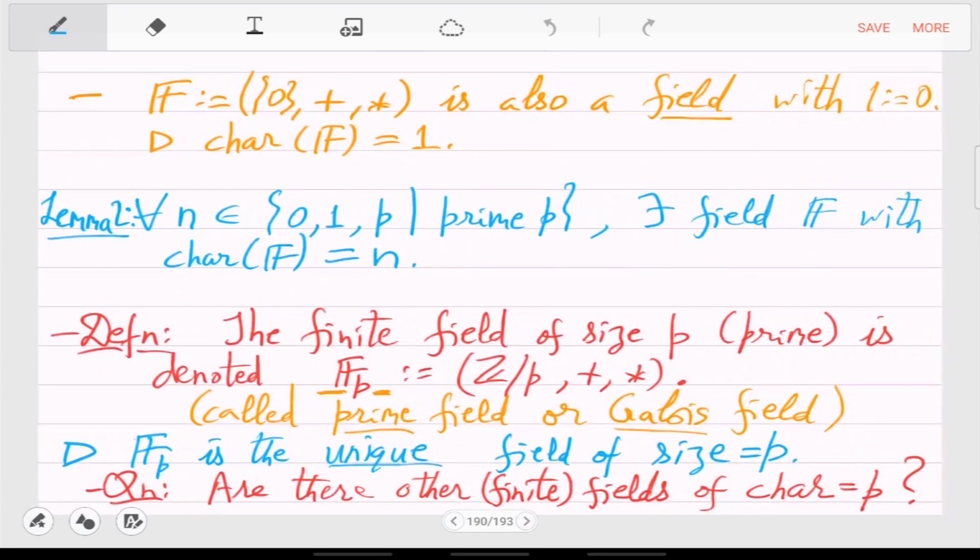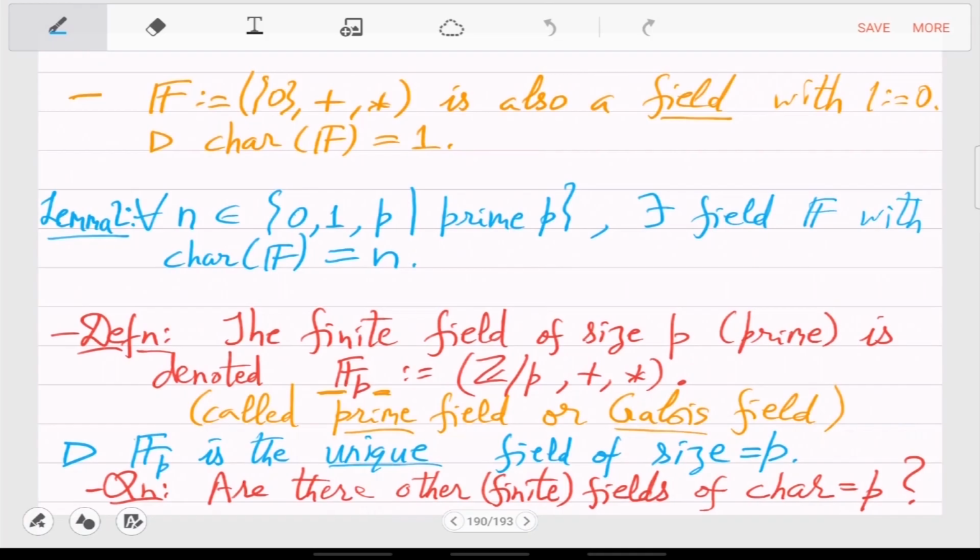Any questions till now? So by prime field or Galois field, we will mean this Fp field. That's the most important field in computer science. Other fields are not so often used. This is the most popular one, especially, I mean, even F2 is important.